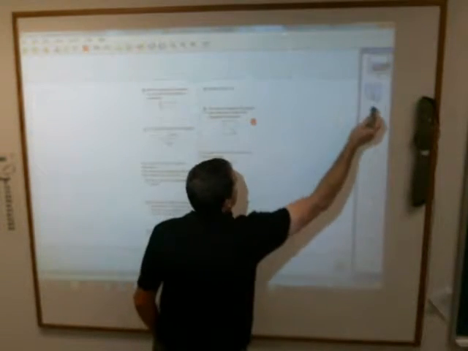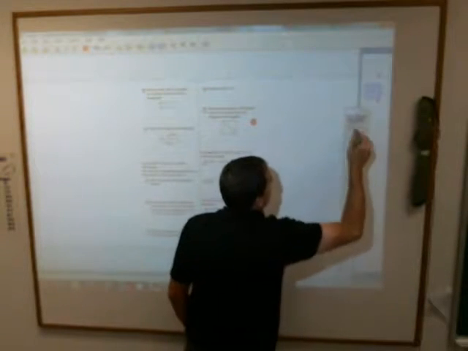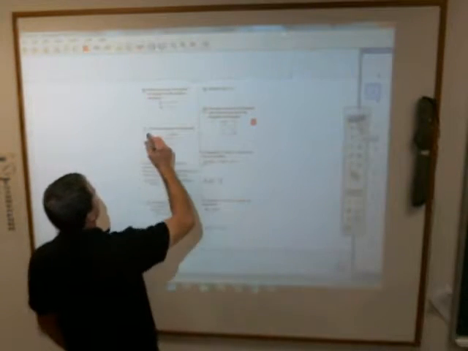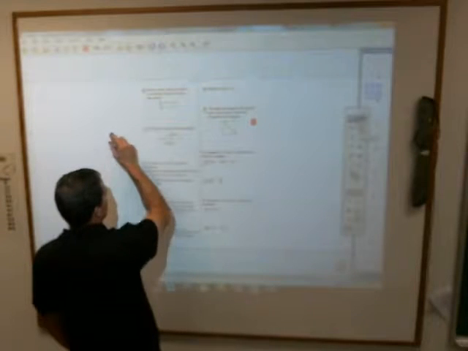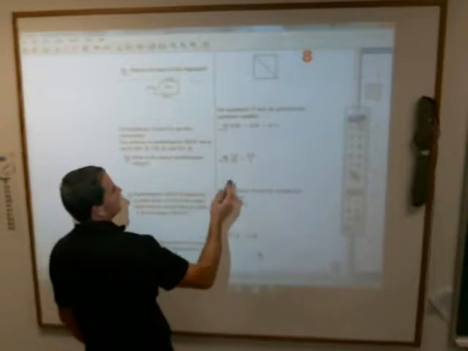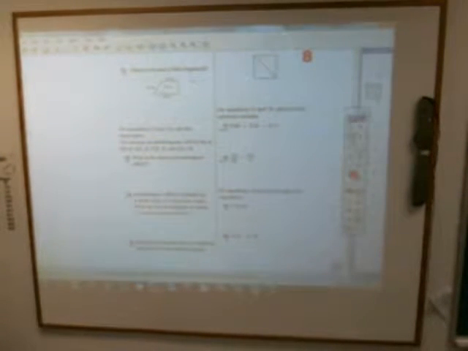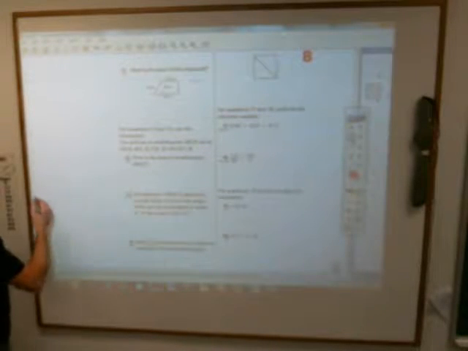Number 12. 10, 11, 12. Wait, do we need this? Oh, no, okay, I understand here. For the question, use information. The vertices of parallelogram A, B, C, D are this.